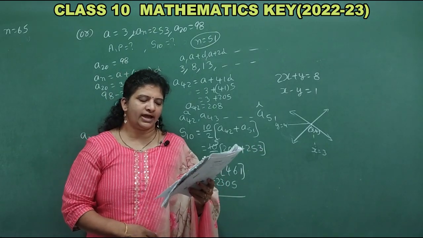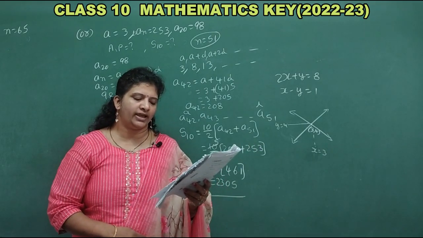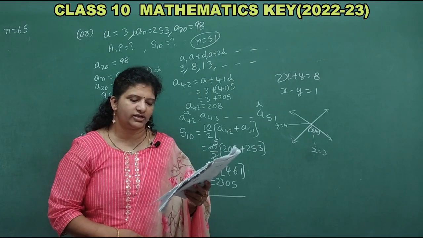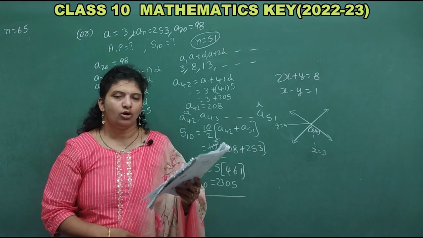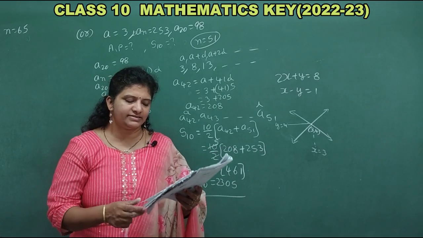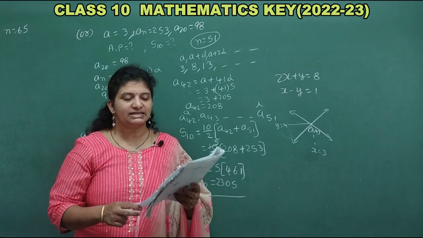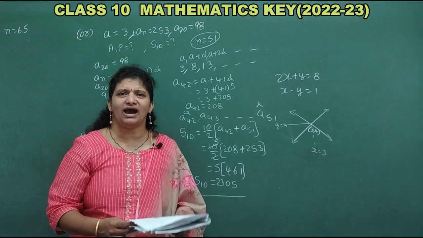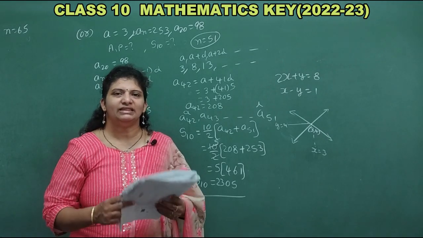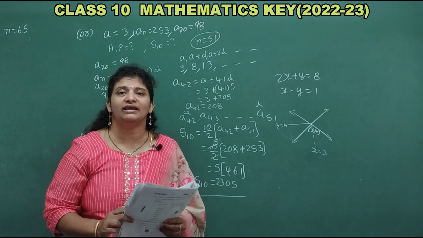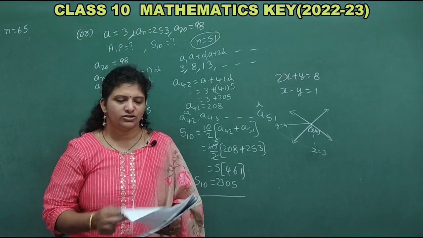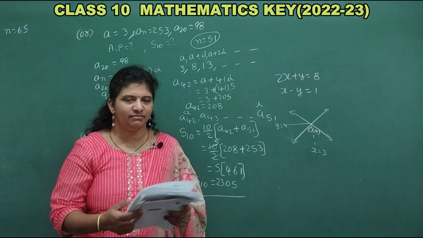36th problem: prove that if in two triangles corresponding angles are equal, then their corresponding sides are in the same ratio or proportion, and hence the two triangles are similar. See, this theorem is very rarely asked in your annual examination. This theorem is none other than the angle-angle theorem in triangles. So I hope you all have done this theorem.